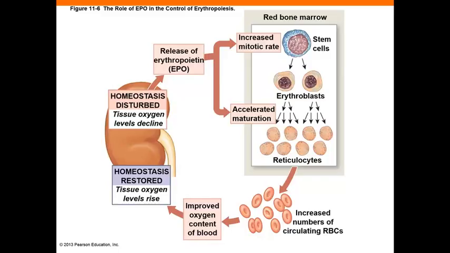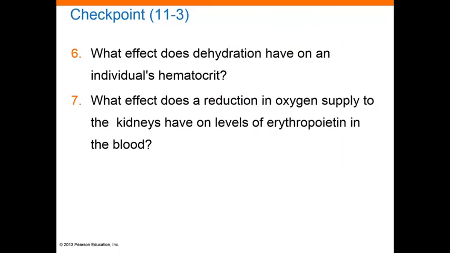Target tissue is the myeloid stem cell tissue, and that's going to stimulate an increase in cell division, which will speed up the rate of maturation of red blood cells. More red blood cells means more oxygen content in the blood until homeostasis is restored. So we've reached one more checkpoint. You could pause the recording and see what you've learned.